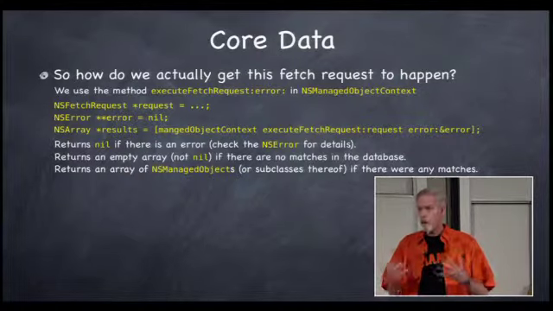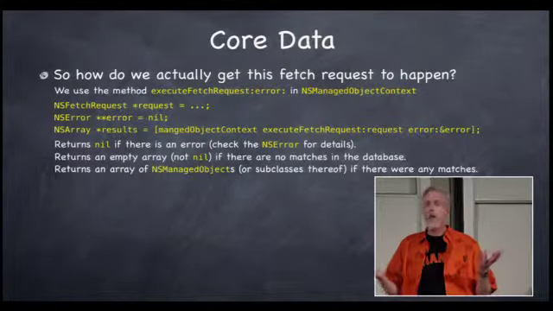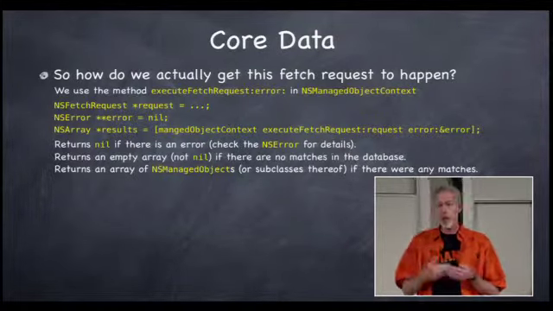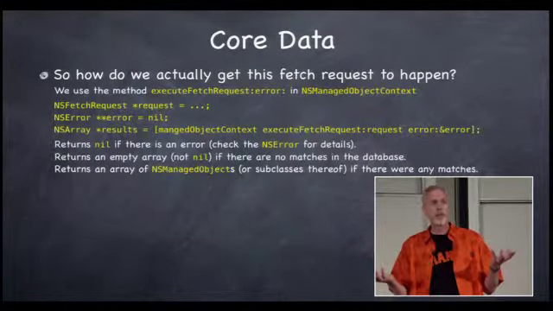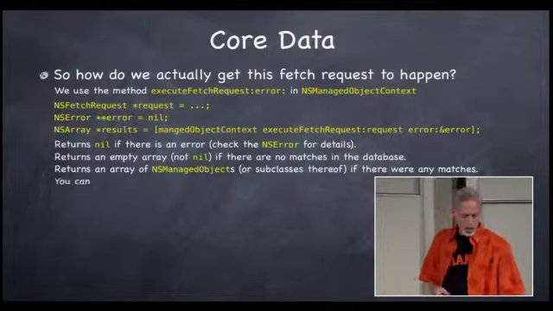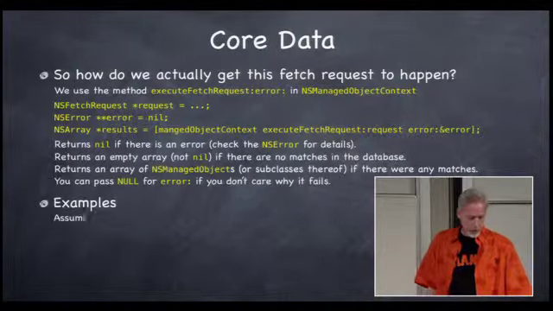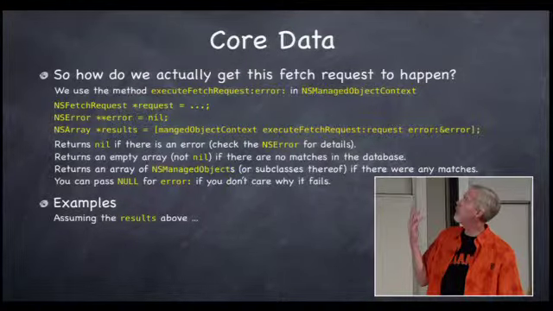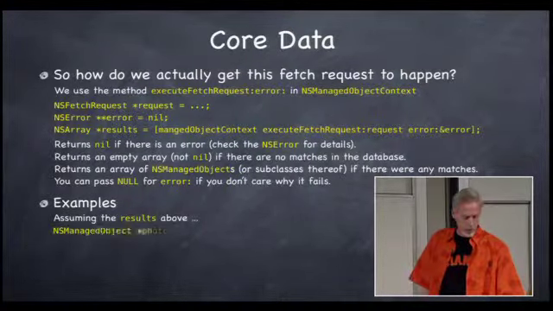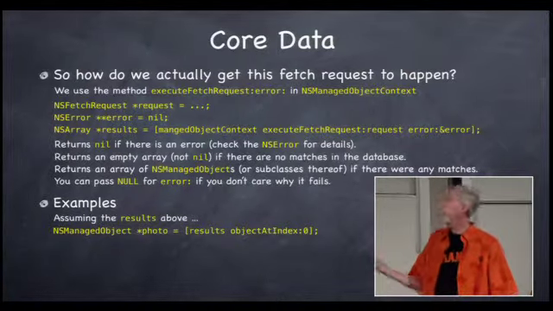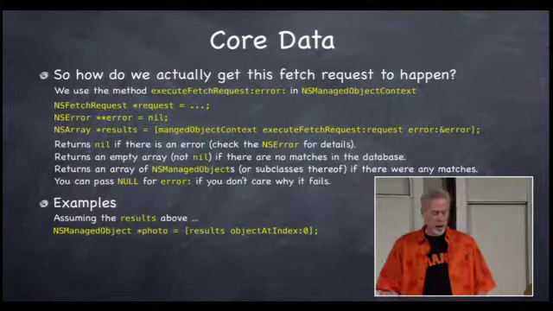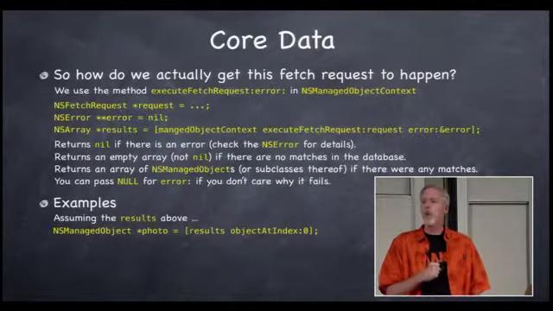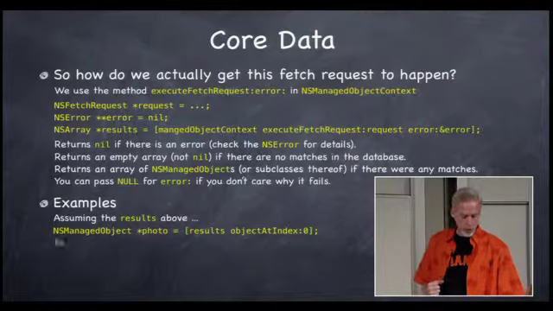If it's successful, then it returns an NSArray of NSManagedObjects. And if I have a custom subclass, it'll be an NSArray of those custom subclasses. You can pass null, obviously, just like at any time. So what are some examples? Assuming the results above, the results that I called up here earlier, I might say something like NSManagedObject star photo equals results objectAtIndex 0. Okay, get my first photo in the list of photos that is returned.